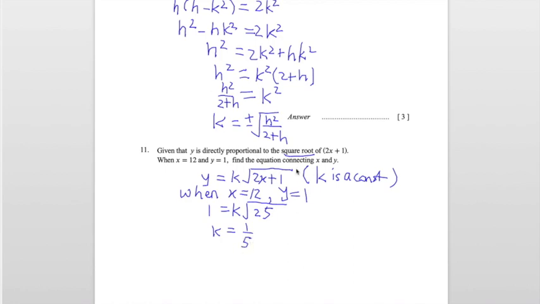So now the equation is y equals k, which is 1/5. The equation must have the known value of k.